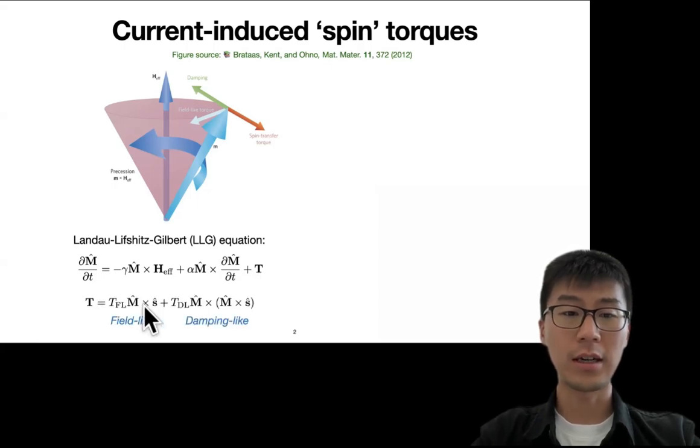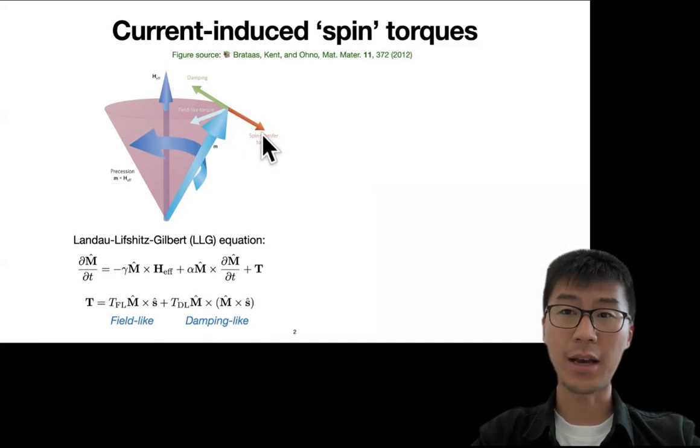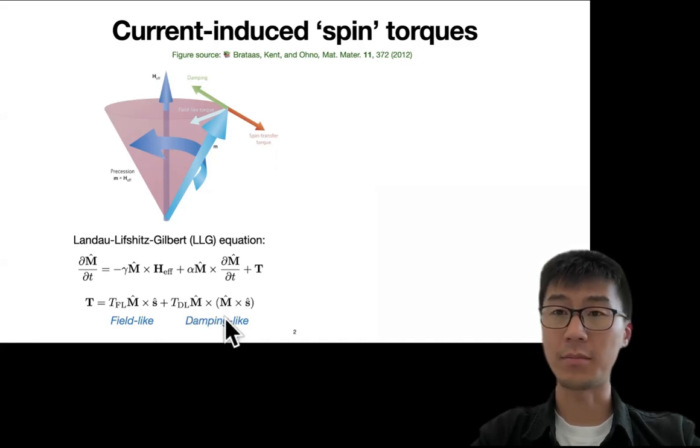And generally, the torques have two terms. We call them field-like and damping-like torque terms because the field-like torque acts as if there is an effective magnetic field in the direction of S. So that's why it's field-like. And the damping-like torque is called damping-like because it is applied in the same or in the opposite direction to the direction of Gilbert damping. So sometimes, depending on the context, it's also called anti-damping when the torque compensates the Gilbert damping term. Anyway, these two terms can be separately measured in experiments and can be easily distinguished because they have different symmetries with respect to the reversal of the magnetization direction.